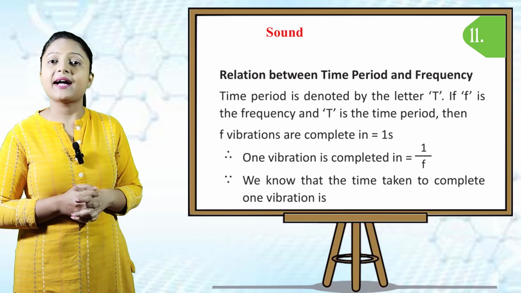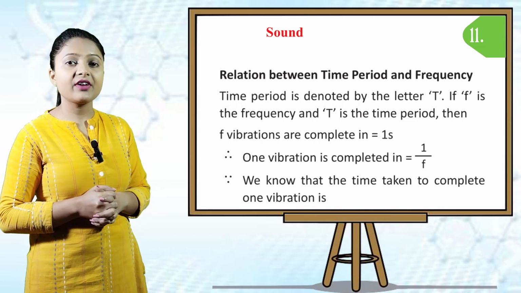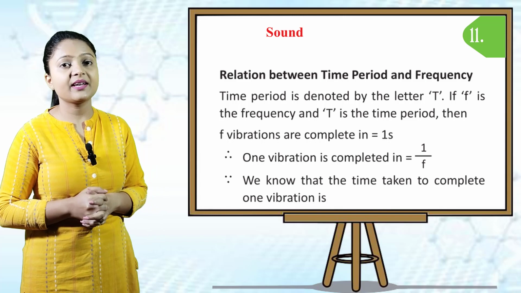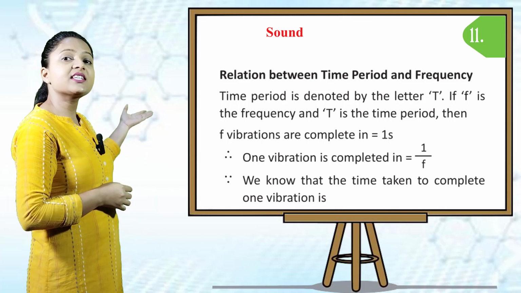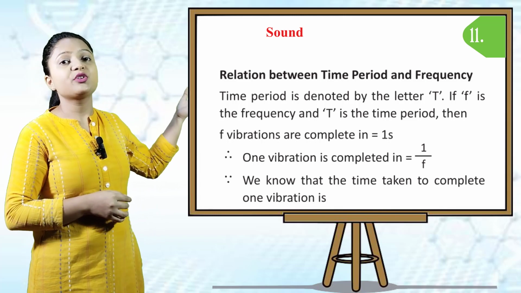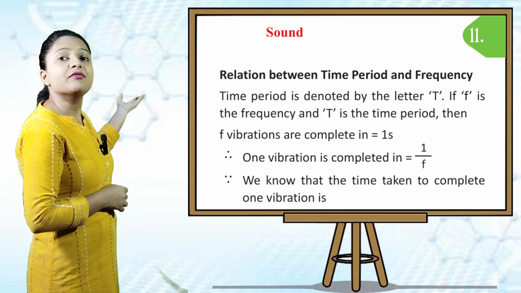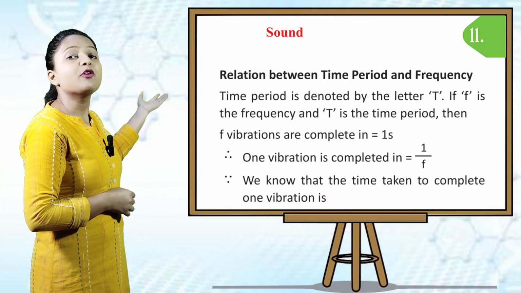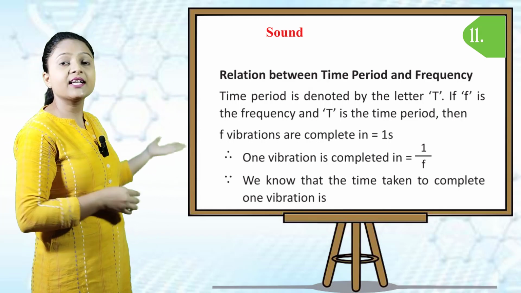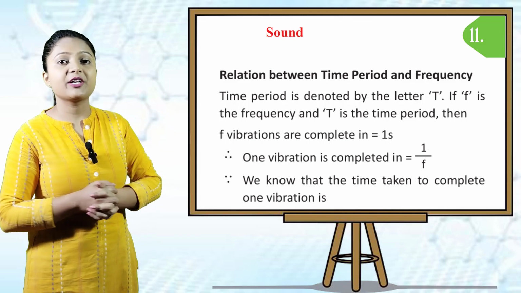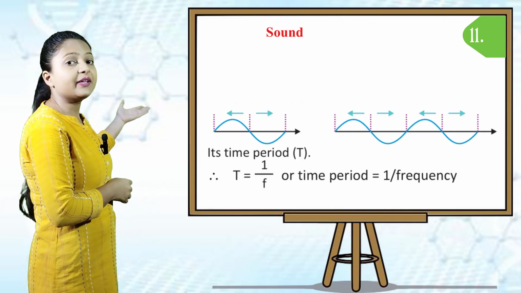Time period is denoted by the letter T. If F is the frequency and T is the time period, then F vibrations are completed in 1 second. Therefore, one vibration is completed in 1 by F. We know that the time taken to complete one vibration is its time period T.